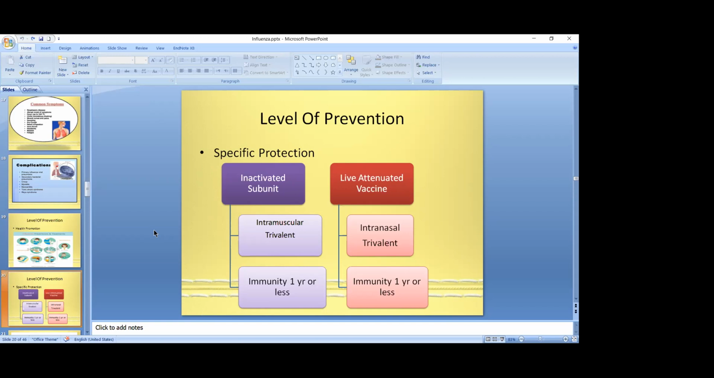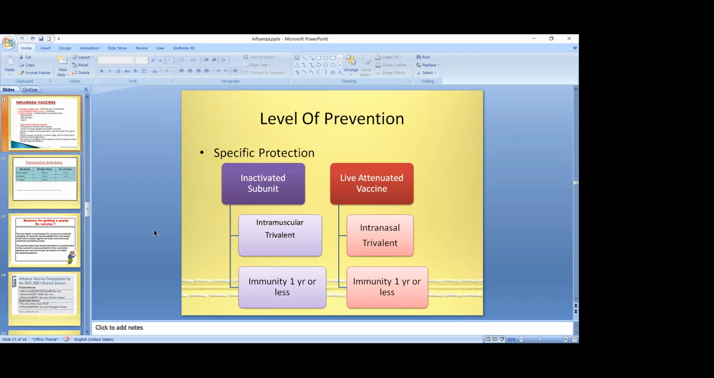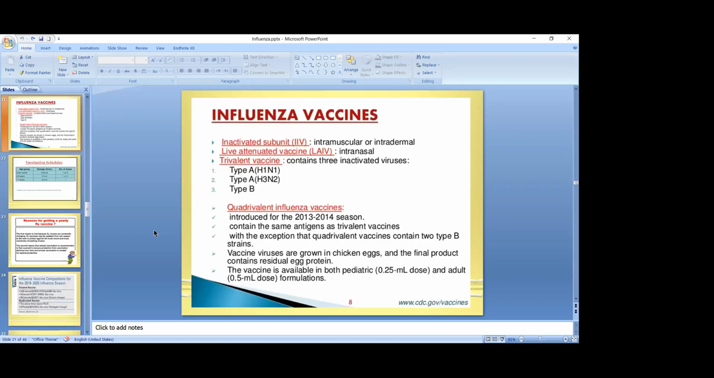And the live attenuated vaccination is mostly used intranasally. It is also trivalent, and the immunity is again 1 year or less than 1 year. These are the different types of influenza vaccine. Inactivated subunit is used intramuscularly and intradermally. Live attenuated is used intranasally, and the trivalent vaccine is mostly also an inactivated virus.